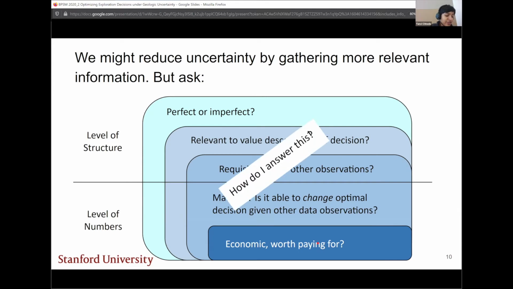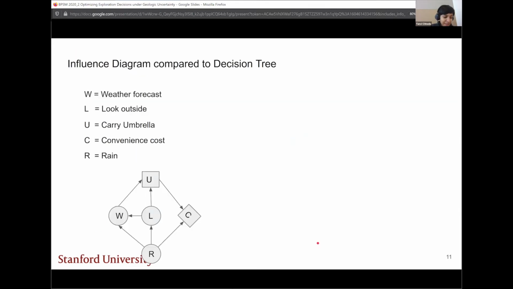Great. So how do we go about answering this question? I propose influence diagrams. So what are influence diagrams? They are similar to Bayesian networks. As you see here, Bayesian networks have these uncertain nodes in circles, but in addition to the uncertain nodes, they have two additional things. One is a decision node denoted by a square, and another is a value node denoted by a diamond.